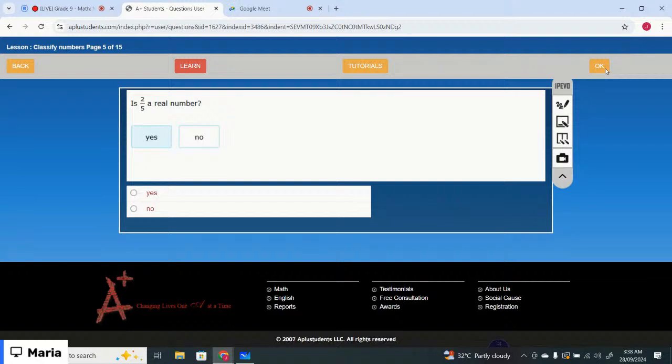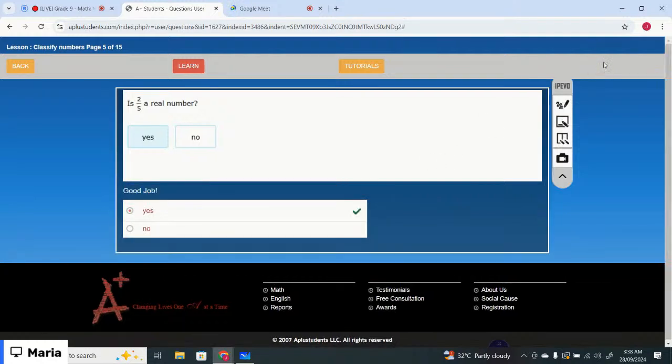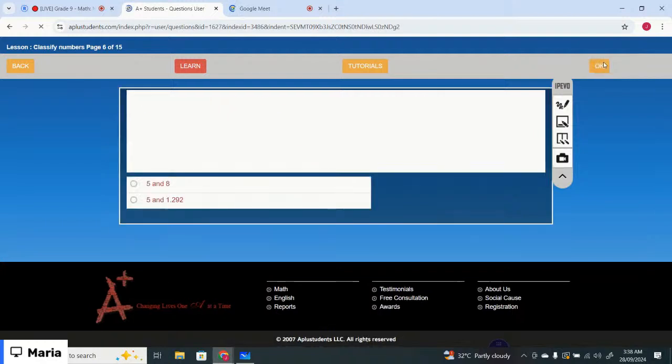Okay, is 2 by 5 a real number? Which is the correct option? I think yes, it is a real number. The correct option is yes. Which of the following are natural numbers? Which is the correct option? Yes, that is 5 and 8 that are the natural numbers.